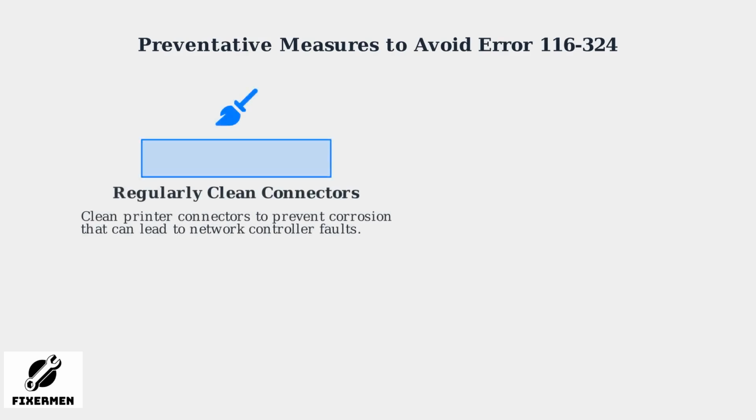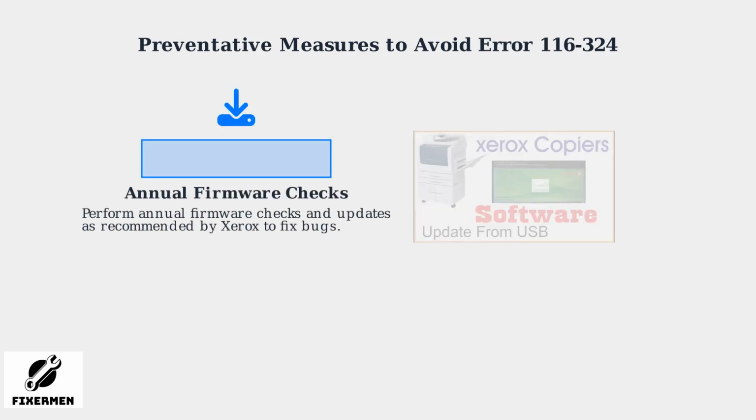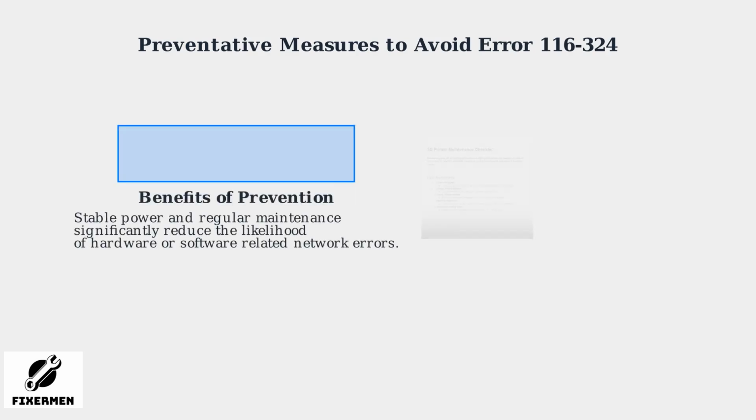Ensure your printer is connected to a stable power source to protect against power surges. Regularly clean the printer's connectors to prevent corrosion. Corrosion can interfere with network connections and cause the error to appear. Also, perform annual firmware checks and updates as recommended by Xerox. Firmware updates address software glitches that might trigger network errors. Stable power and regular maintenance reduce the likelihood of hardware or software-related network errors. Following these preventative measures keeps your Xerox printer running smoothly.